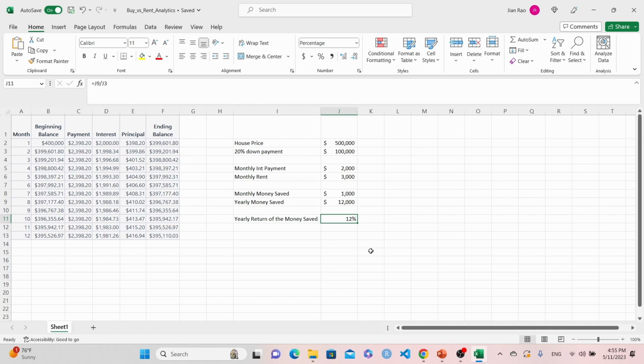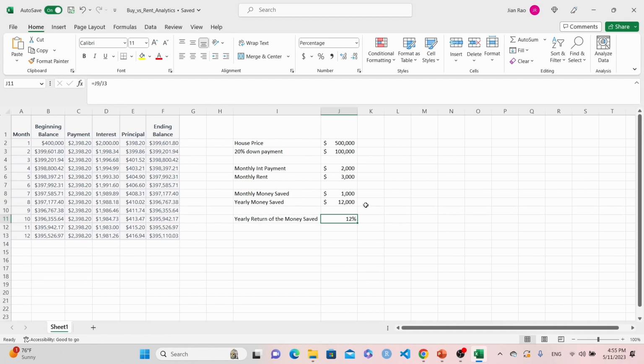is 12%. And then we can consider, well, if we put this 100,000 in another type of investment, like a mutual fund or the S&P 500 or any other type of investment you have, is that really greater than that or less than that? So that's really one way you can think about buying a house versus renting a house.